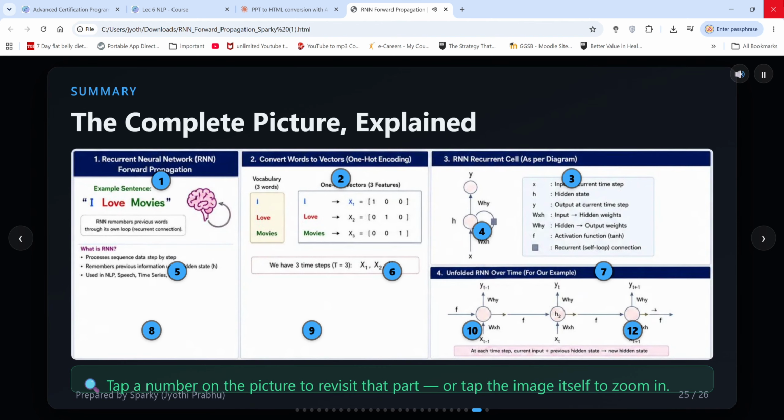Let's quickly summarize using the full picture. Words are converted into numbers using one hot encoding. RNN remembers context using a hidden state and a self loop. At every time step, the hidden state combines the current word with memory from the previous step. The final hidden state generates a prediction, and cross-entropy loss tells us how accurate that prediction is. Tap any number on the picture to revisit that part.